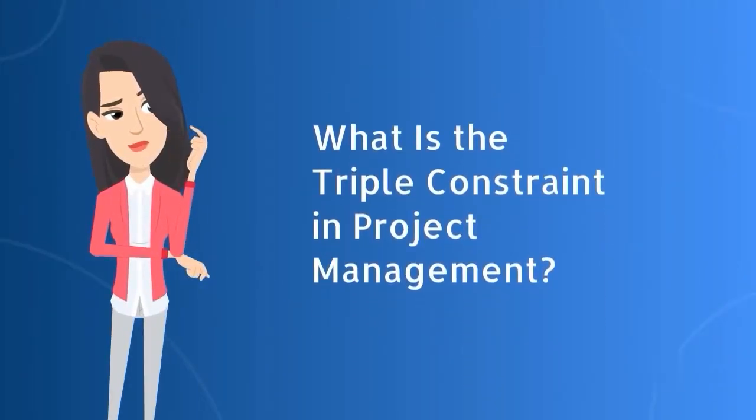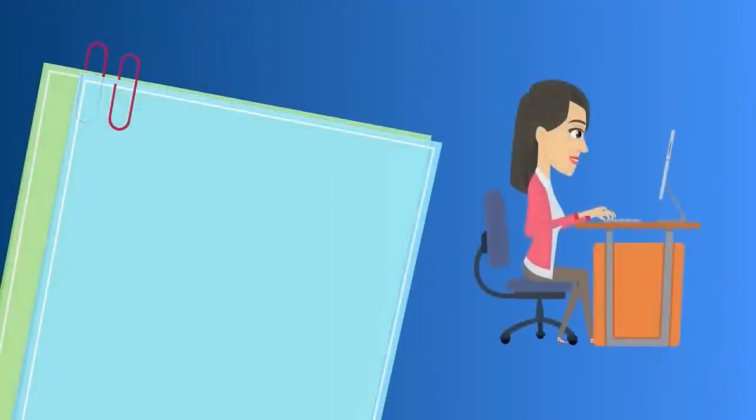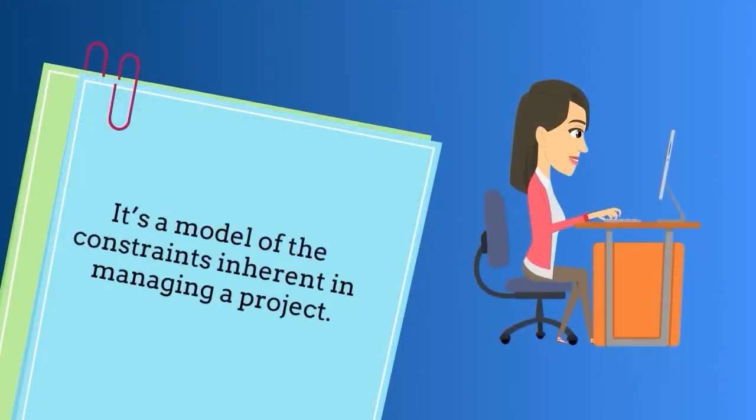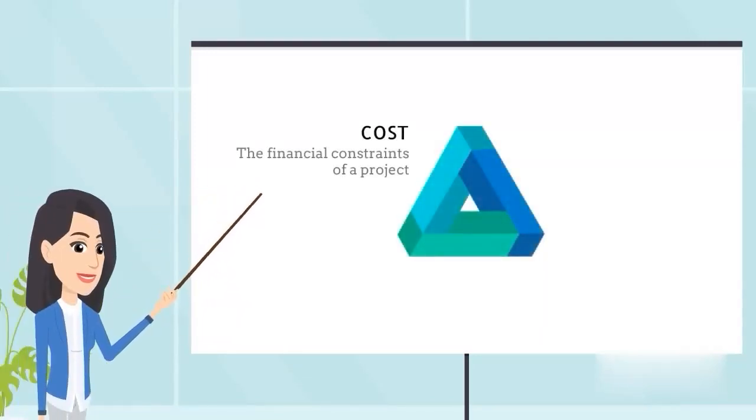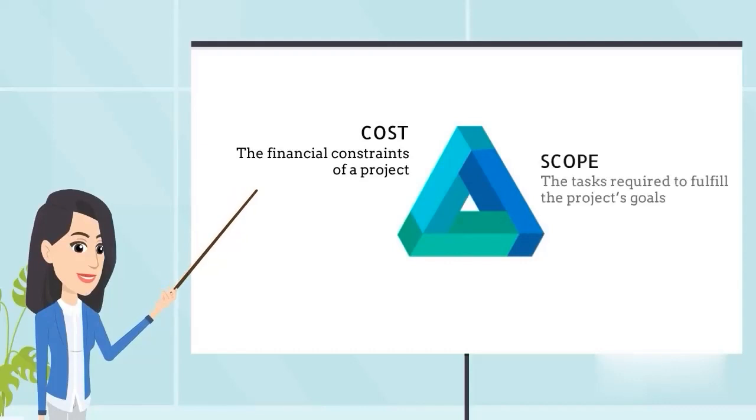So what is the triple constraint in project management? That's easy. It's a model of the constraints inherent in managing a project. Those constraints are threefold. Cost, the financial constraint of a project, also known as budget. Scope, the tasks required to fulfill the project's goal. Time, the schedule for the project to reach completion.